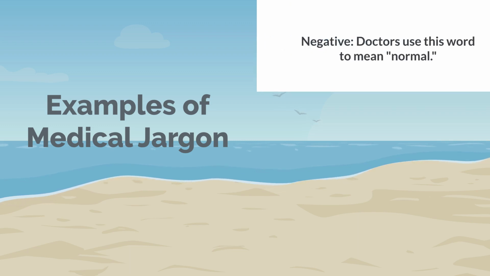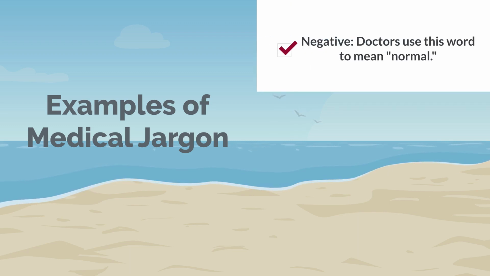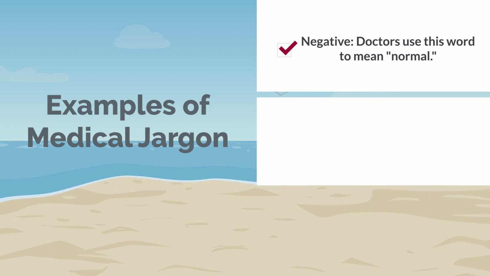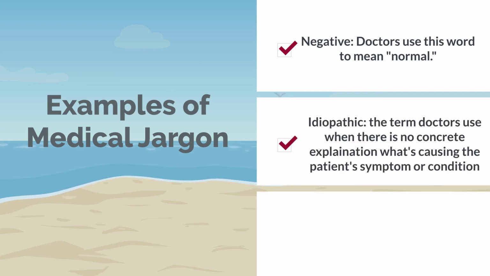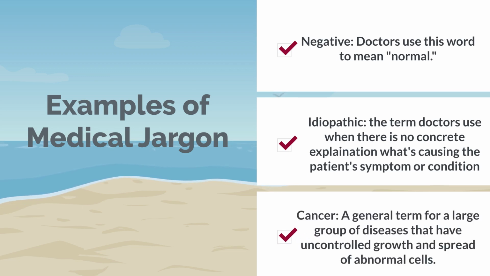For example, negative. Doctors use this word to mean normal. Idiopathic is a term doctors use where there is no concrete explanation of what's causing the patient's symptom or condition. Another example is the word cancer, which refers to a general term of a large group of diseases that have uncontrolled growth and the spread of abnormal cells.